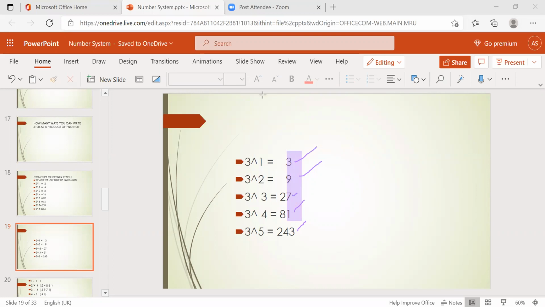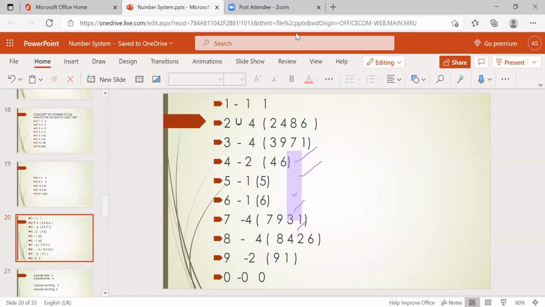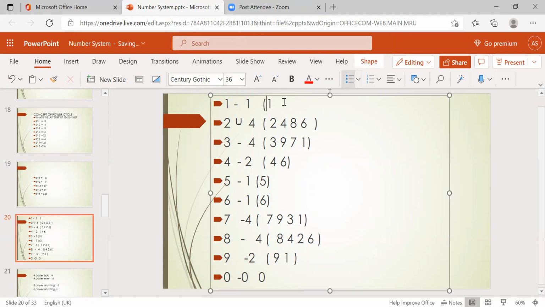Now, based on this, we can do the same for the other numbers. First, find the power cycle of the remaining numbers. 1 is only 1, a 1 time repetition. 1 power anything is 1 only, right? So it will be 1.